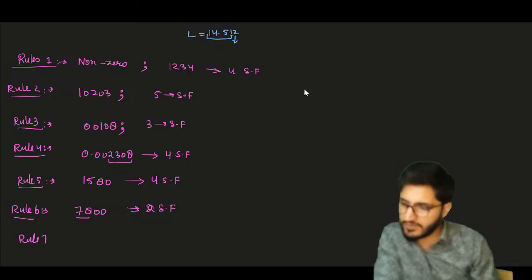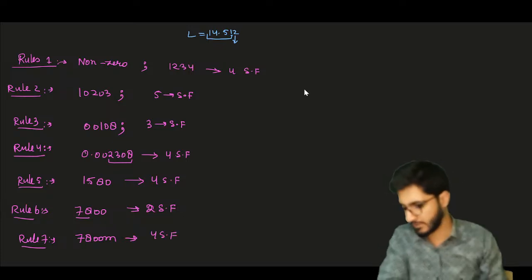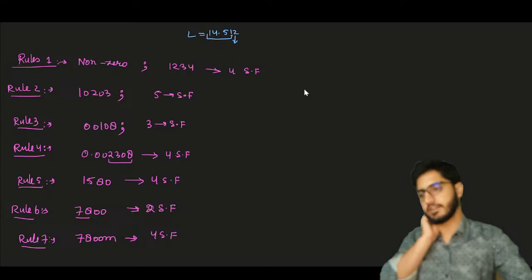Rule number 7: if a unit is written on the right-hand side, if I write 7800 meter, then there are 1, 2, 3, 4, four significant figures. This is how we can calculate significant figures.